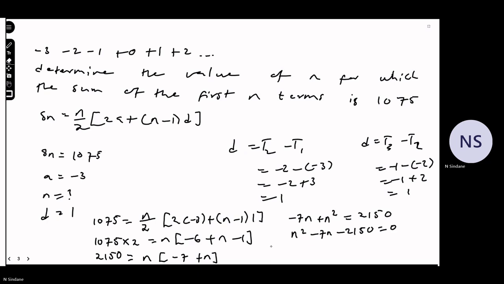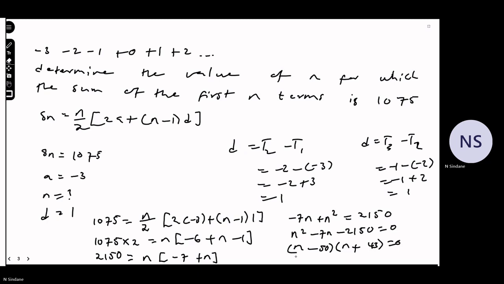And then we can now try to factorize this. Let me see on my calculator. If I try to factorize this, this will be (n minus 50) and (n plus 43). This is positive, that is negative. This is equal to 0, right? You can also use the quadratic formula for this. If you don't know how to factorize, try to use the quadratic formula.